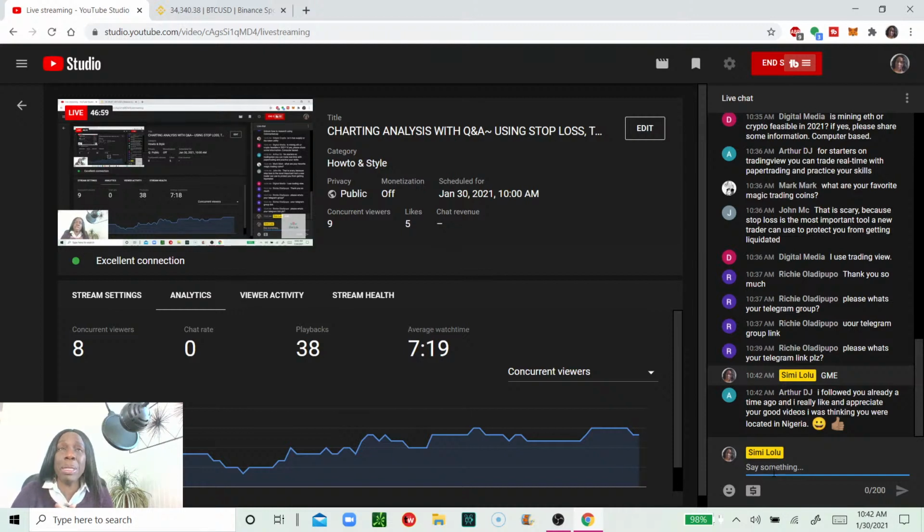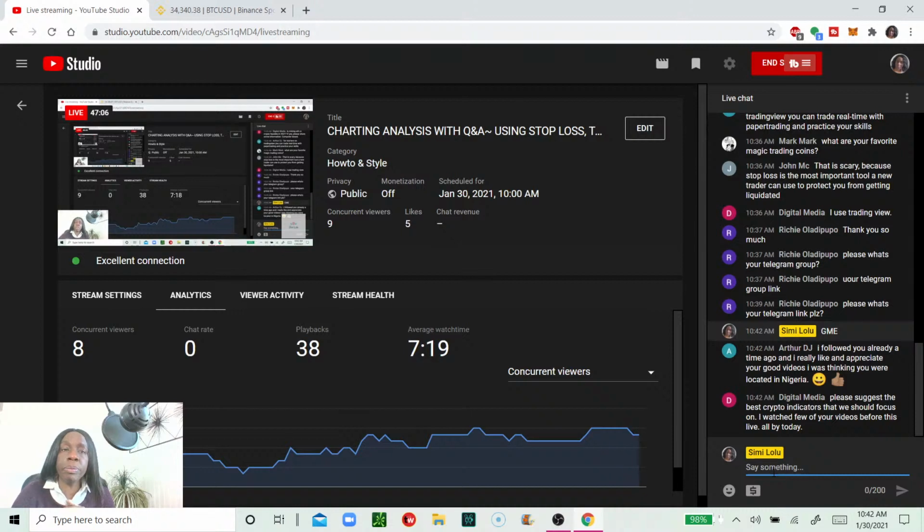TradingView is probably, by my little experience, the top charting website out there, especially for crypto trading. And of course, Binance adopts TradingView. So when you're in Binance, at least I can speak for the US version, it actually accesses TradingView's format of charting.